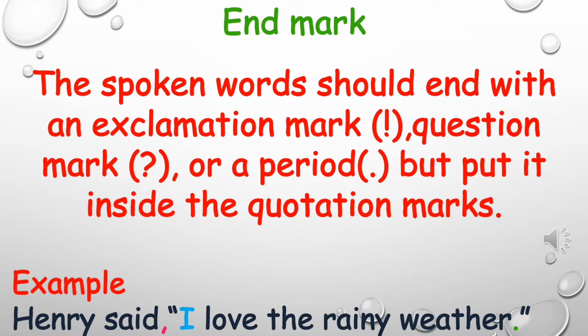Okay, "I love the rainy weather." We already have a period at the end of the sentence. Can you see? A period colored green? Yes. So we've already put the end mark and it's inside the quotation marks. So we are done punctuating and applying all the rules of punctuation.